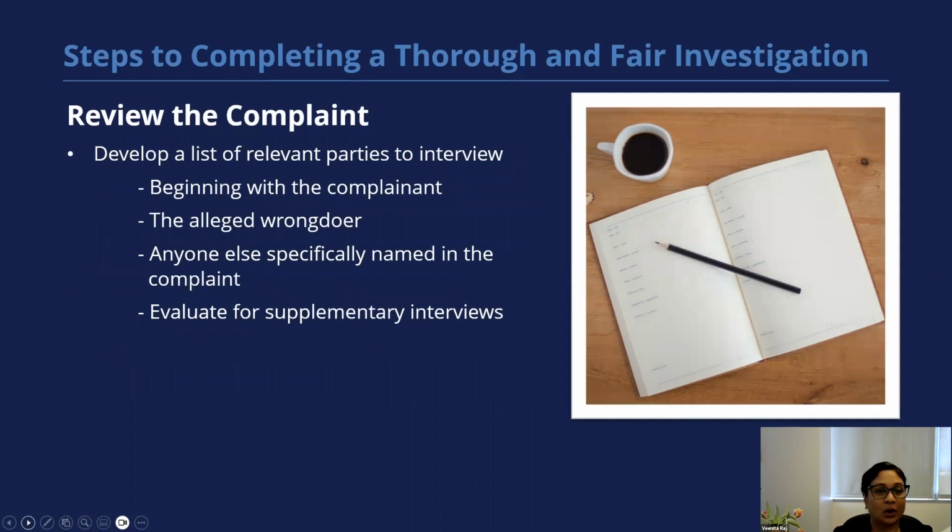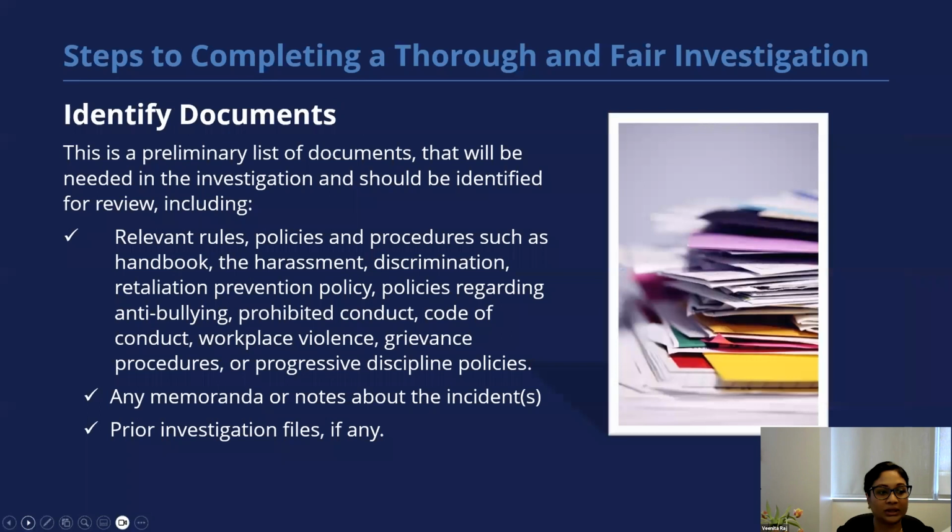Develop a list of the relevant parties to interview, beginning with the complainant, of course, the alleged wrongdoer, or anyone else named in the complaint. And again, evaluate for supplementary witnesses. These are individuals who are not necessarily directly involved with the issues or the complaint, but that may be supplementary to the issues you're looking at.